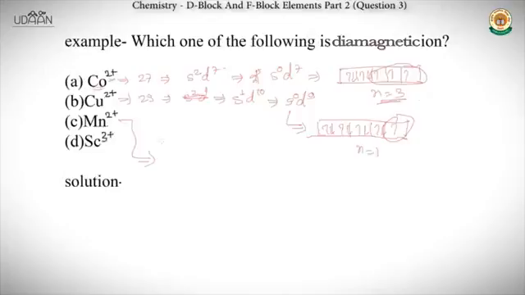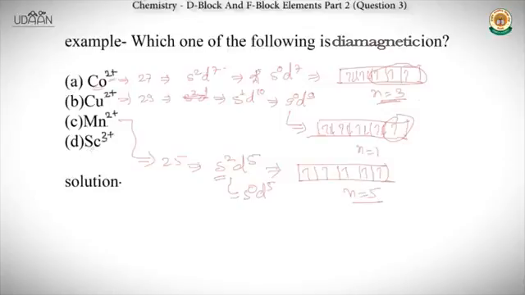Mn2+ has an atomic number of 25. Okay, so its electronic configuration is s2 d5. So its d orbital will be like this: 1, 2, 3, 4, 5. But after the removal of 2 electrons, its electronic configuration will be s0 d5. Exactly. Therefore, n is equal to 5, and this is also a paramagnetic ion. This is not a diamagnetic ion.